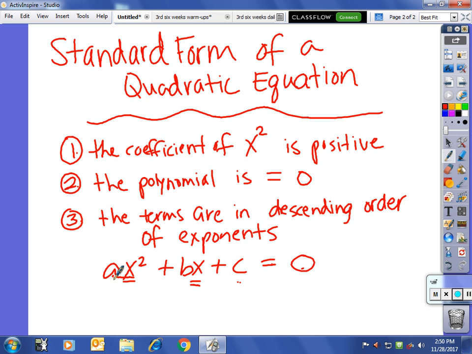Now, all the ones you did last night were rigged. They were already in standard form. They were already in order. A was always positive. It already equaled 0. The ones you're about to see are not going to be in order. You're going to have to do some rearranging first. And that's the only extra step. Once you get them rearranged, you solve it just like normal.